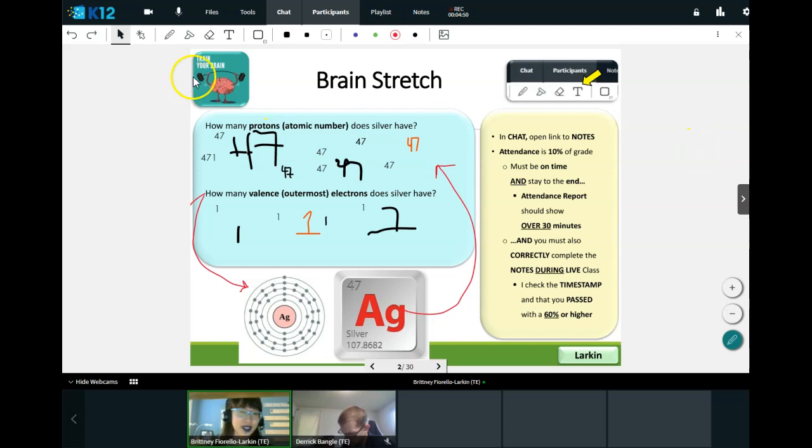Love all those answers up on the board. Let's take a look here. So how many protons does silver have? Again, this is related to our atomic number, which is the number at the top of our periodic square.